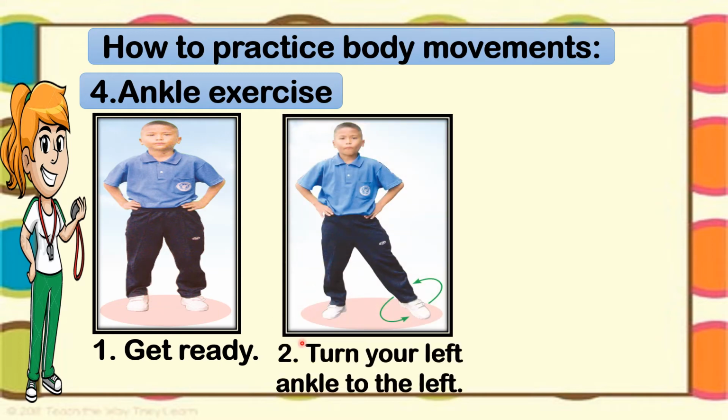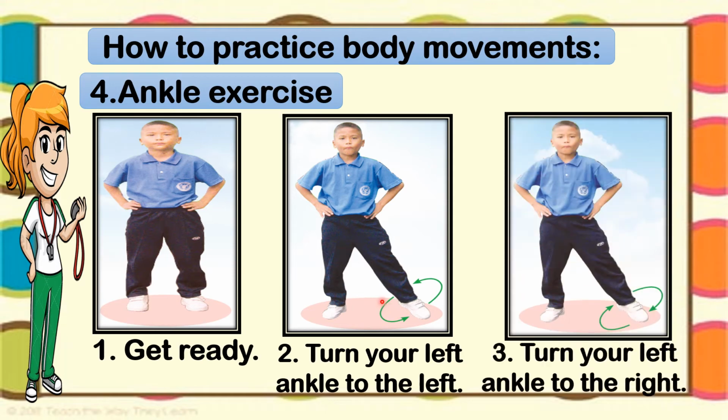Now the next step is you turn your left ankle, this one, to the left. You turn going to the left. Okay, so when you finish doing number 2, you turn your left ankle, still this one, to the right. This one, left ankle going to the left, like this. And then in number 3, you turn your left ankle to the right.